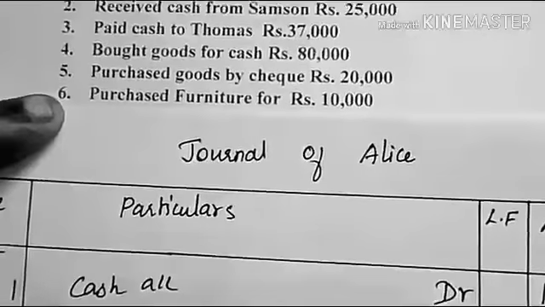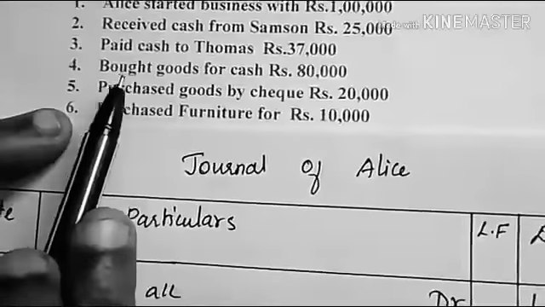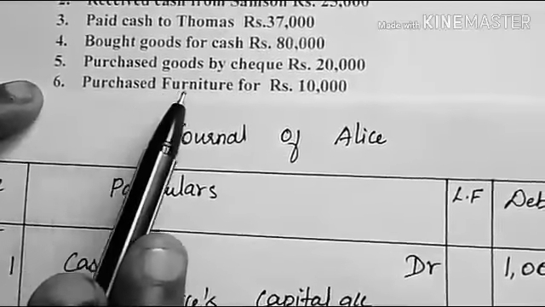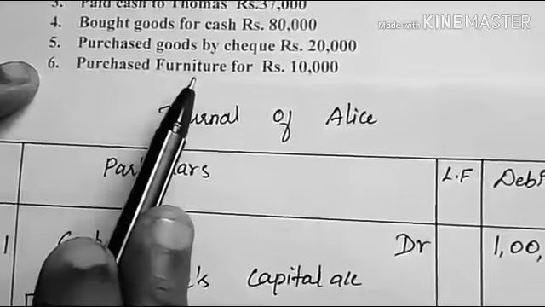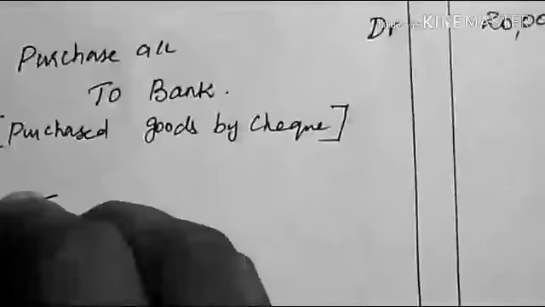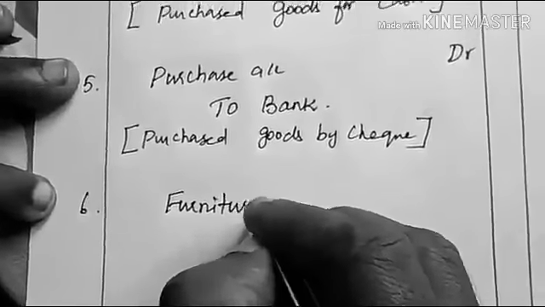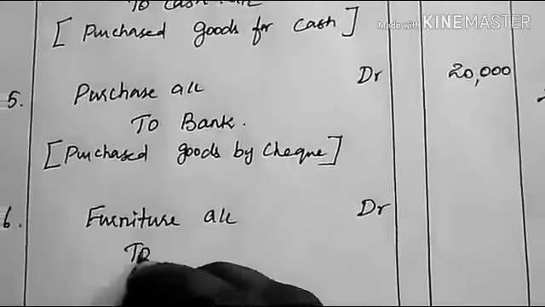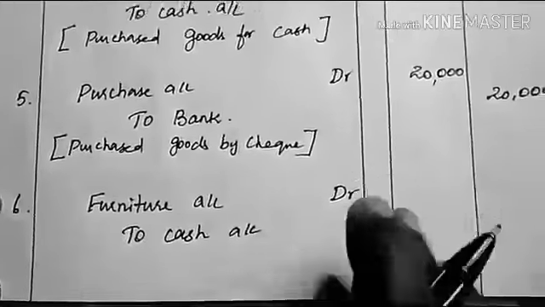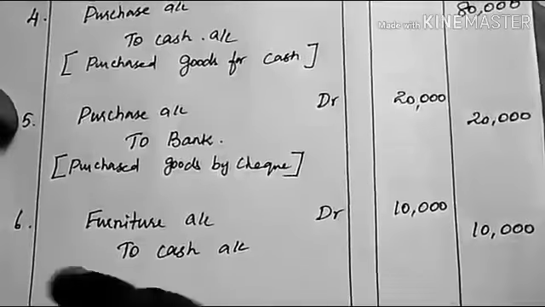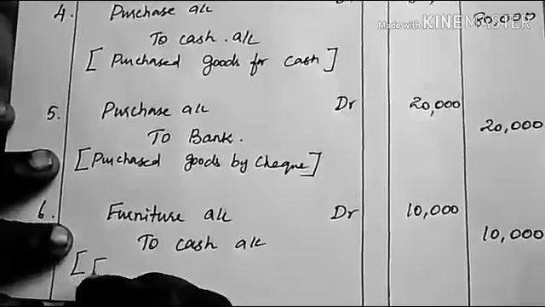Then next transaction, purchase furniture for rupees 10,000. Here the same transaction only. Bought goods means they didn't mention the item, so you have written purchase. But in this transaction they have clearly mentioned the item, purchase furniture. So you need not write purchase, you can write furniture account. Furniture account debit to cash. You have issued cash. How much? Narration: being furniture purchased.